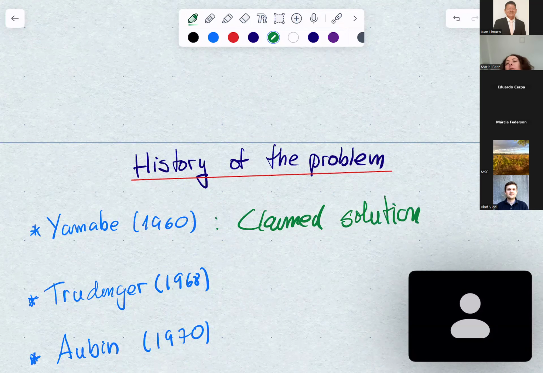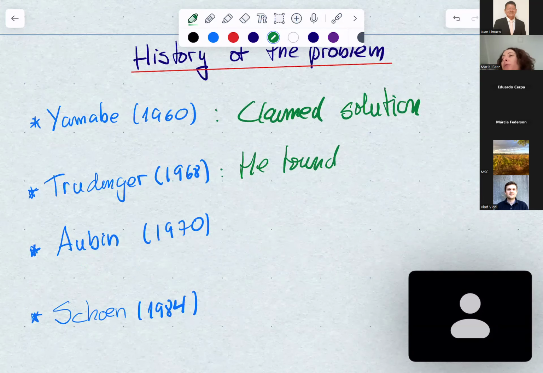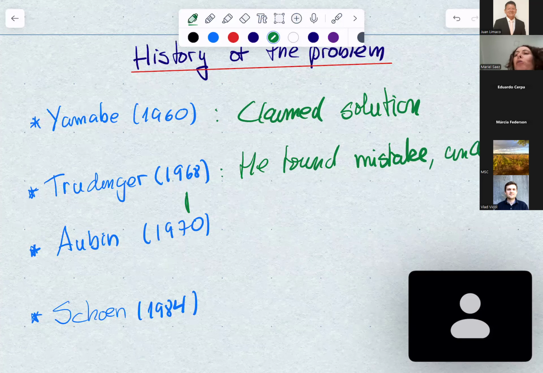8 years later, Trudinger was studying this solution, and he found a mistake in Yamabe's solution. The mistake was due to the critical Sobolev embedding and the method that he had used to solve it. So he found a mistake, and he could solve it only in some cases. He could solve it under an additional condition, and he gave a partial solution. And the partial solution actually was related to the sphere.